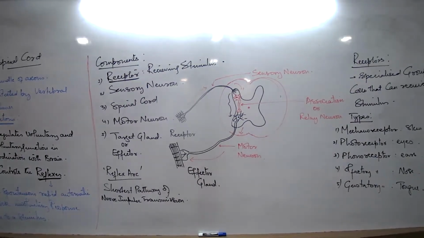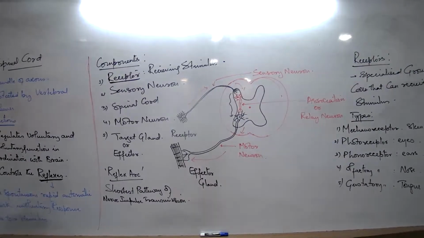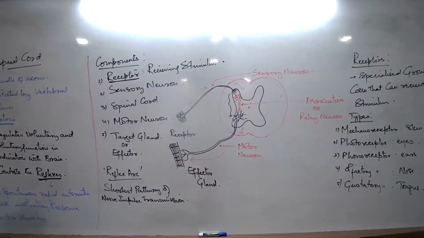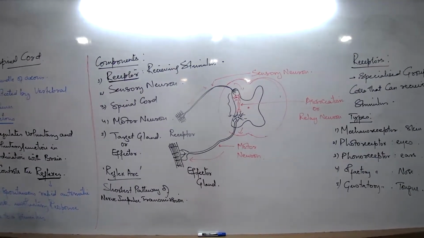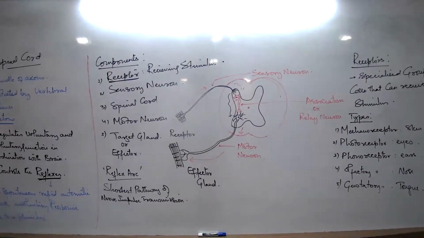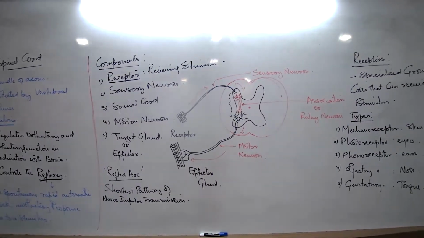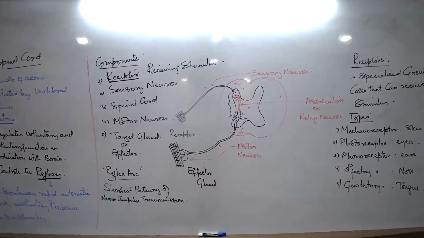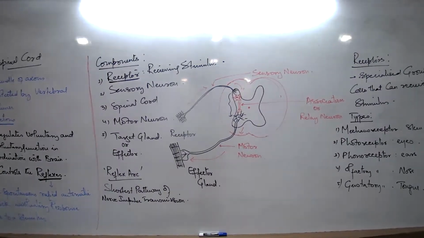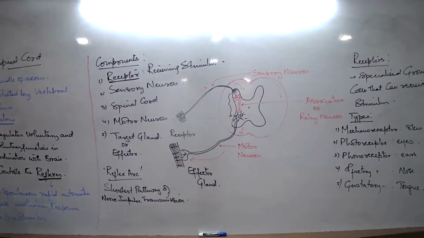What is the effector doing? Always showing a response, right? So you define it as a group of cells, muscle or a gland that shows a response on receiving the stimulus. Now, one question we will write: difference between sensory and motor. Write it down.